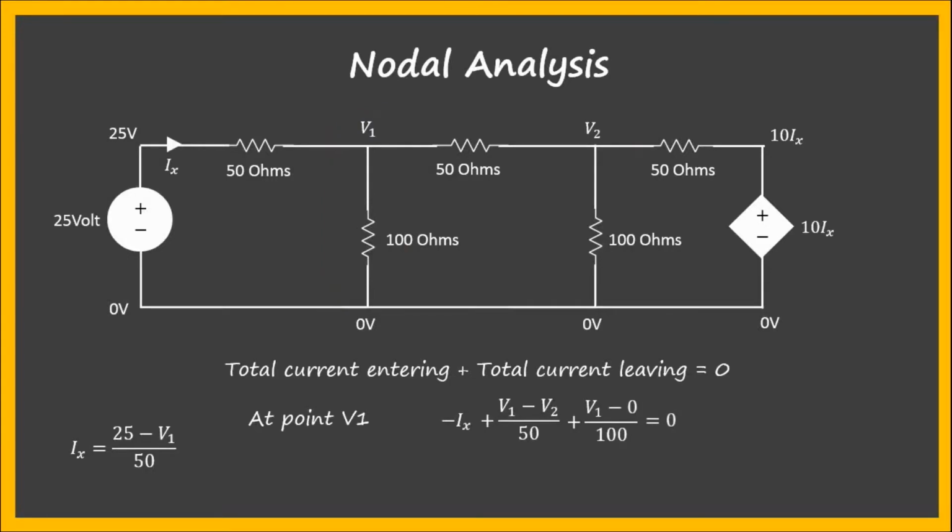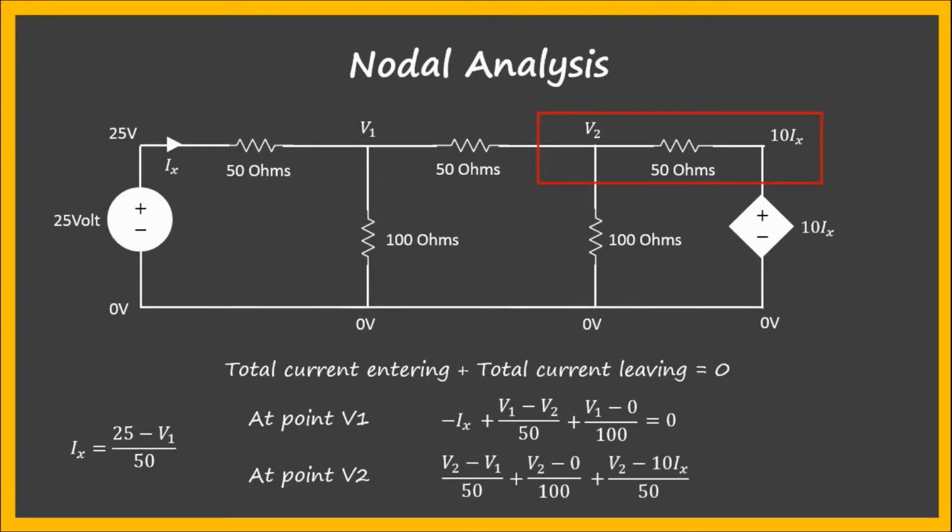At point V2 there would also be 3 terms as there are 3 junctions joining at that point. First one is V2 minus V1 divided by 50. Second one is V2 minus 0 divided by 100, and third one is V2 minus 10 Ix divided by 50 ohms. Both equations are ready for simplification. Let's first simplify the first equation.